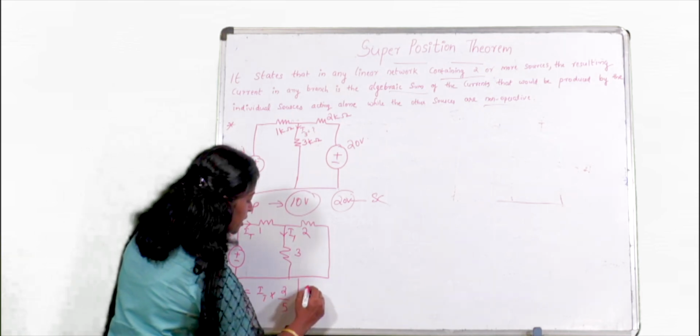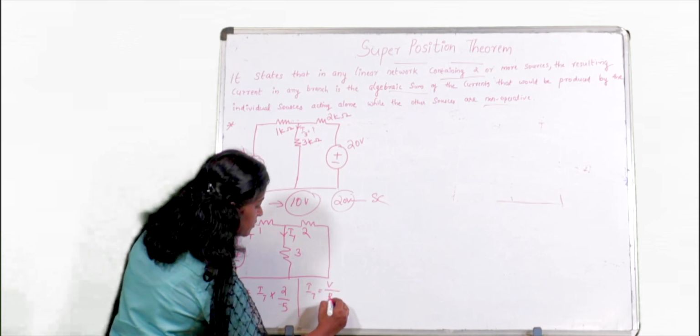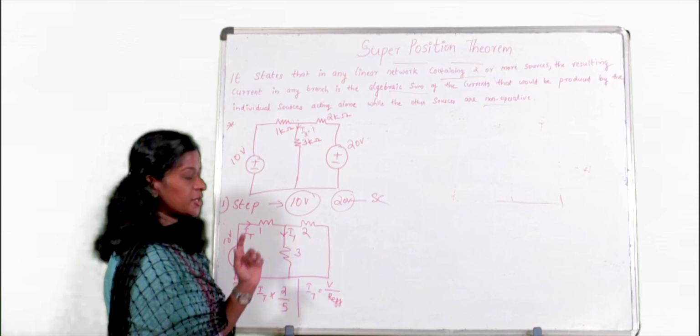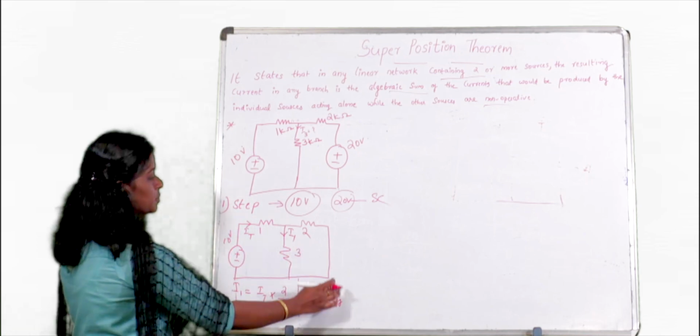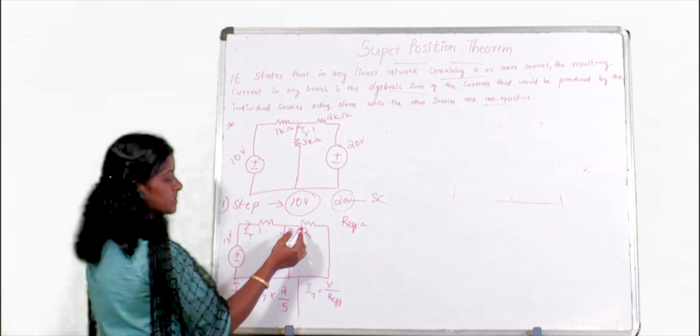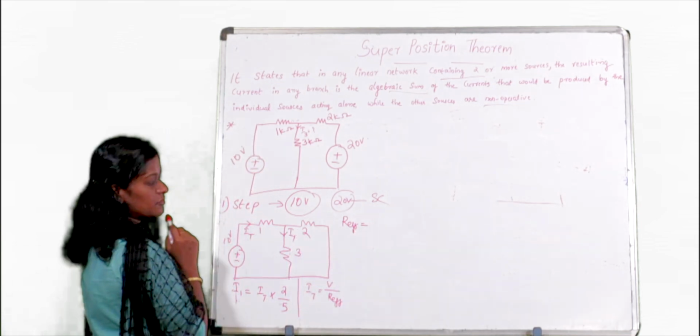To find IT, that will be equal to voltage divided by effective resistance. So our aim is to find the effective resistance. Now, to find the effective resistance, it is clear that 2 and 3 are connected in parallel, which is in series with the 1 kilo ohm.